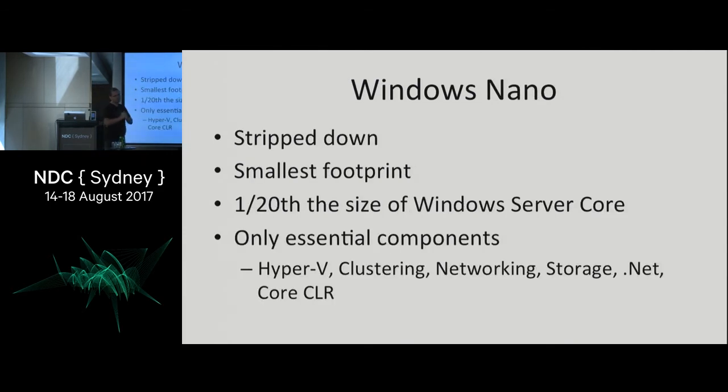On the flip side, we have Windows Nano. Windows Nano is a new, shiny operating system which has been completely stripped out. It's down to the bare essentials of what Windows really needs in order to be able to run. And so we're talking things like clustering, storage, I/O, networking, the .NET framework itself, etc. And so it's tried to get it down to something a little bit more reasonable, a size that you would expect from something comparable to the Linux world. And as a result, it's about a 20th of the size. And so Windows Server Core, roughly 10 gig. Windows Nano, more a gig in size.